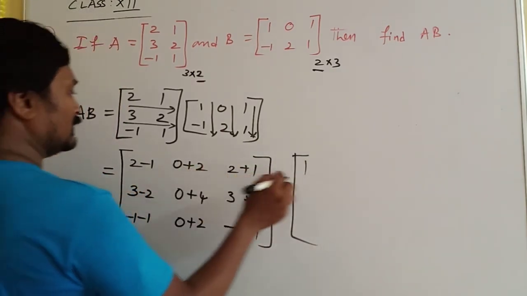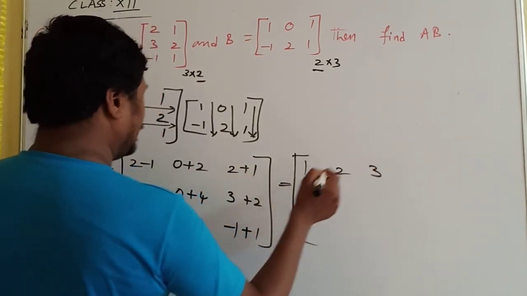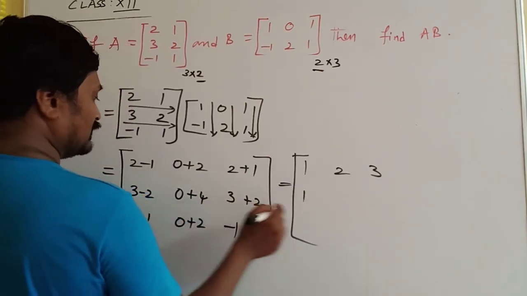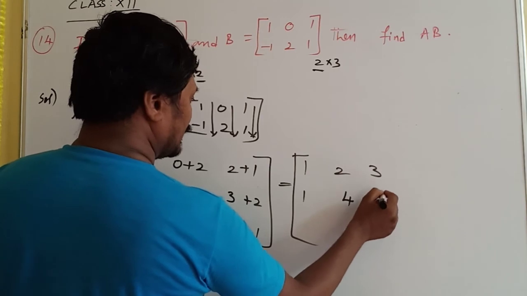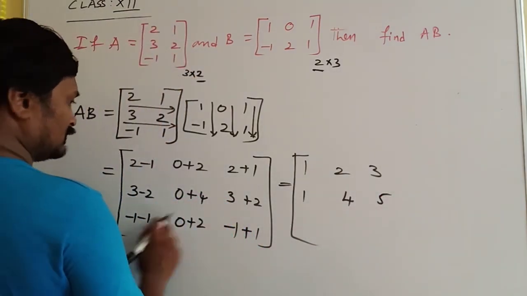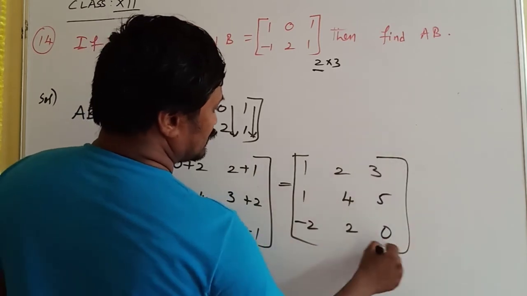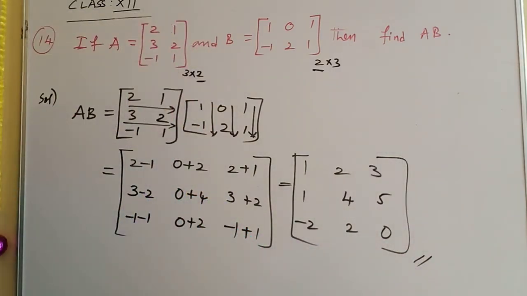So at last we get our answer: 1, 2, 3, that is 3 minus 2 is nothing but 1, 4, 5, minus 2, 2, 0. So at last your answer is 1, 2, 3, 1, 4, 5, minus 2, 2, 0. That much simple. So this is about your 14th problem. Let's move on to the 15th one.